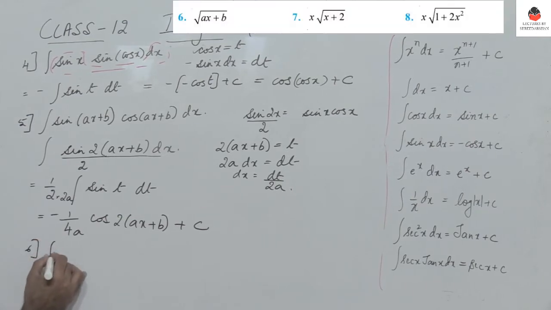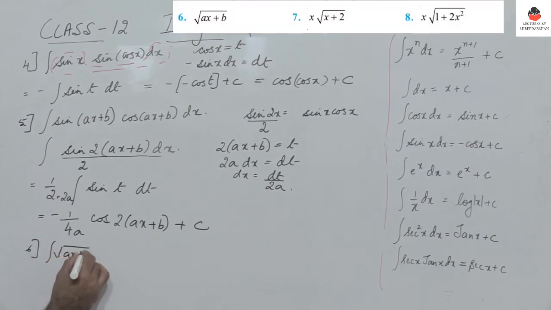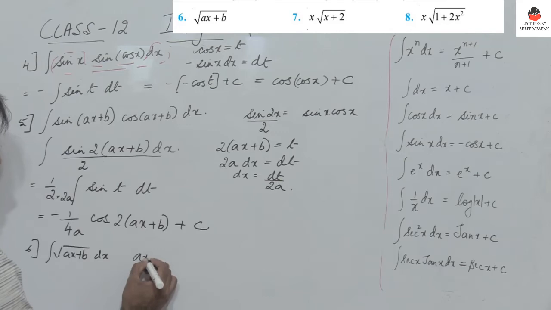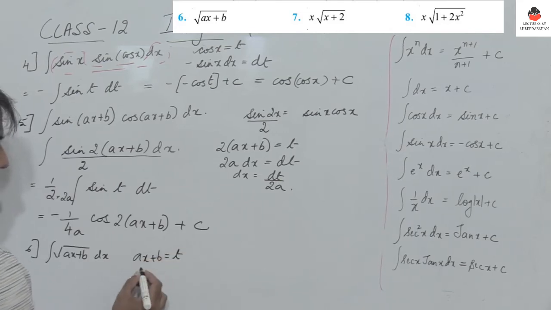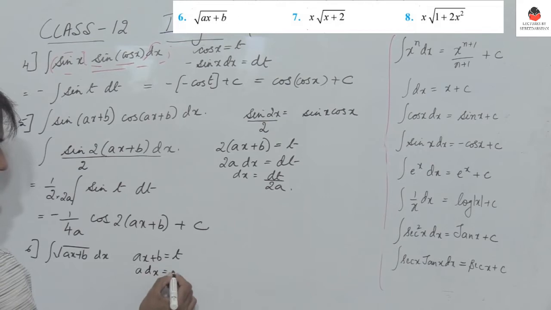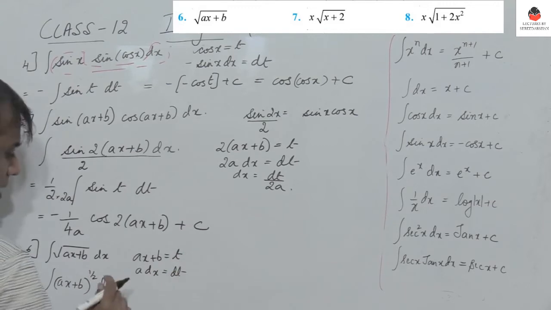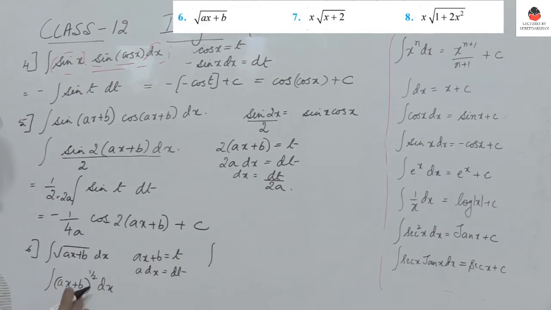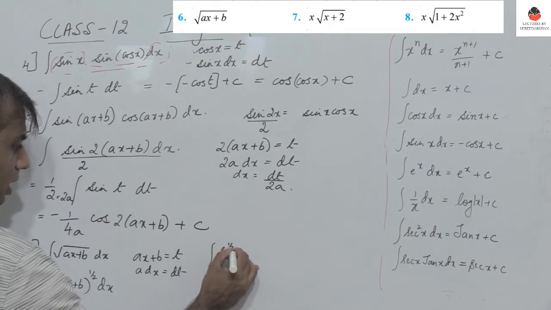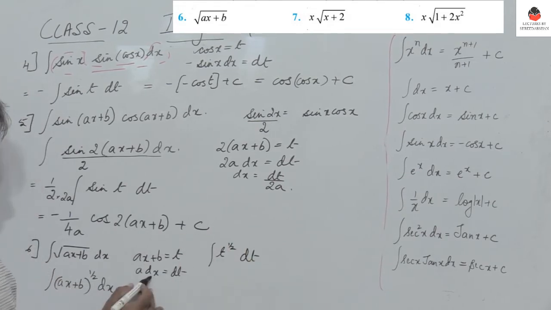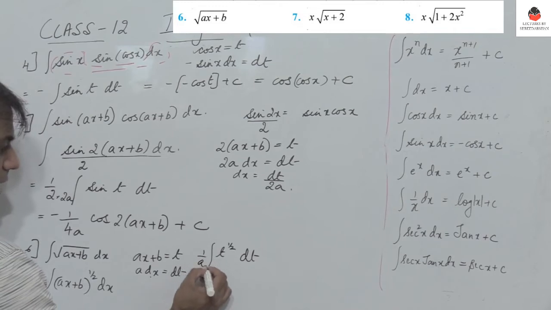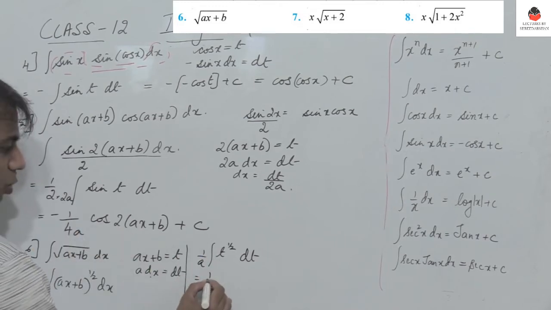Problem 6. Integral root of ax plus b dx. Now let me put ax plus b equals t. So in that case a dx equals dt. Right? So since I have a root here, it is nothing but ax plus b the whole power half dx. Right? So now this can be written as integral, what is ax plus b? It is t power half dt. So dx is dt by a. So I have 1 by a.